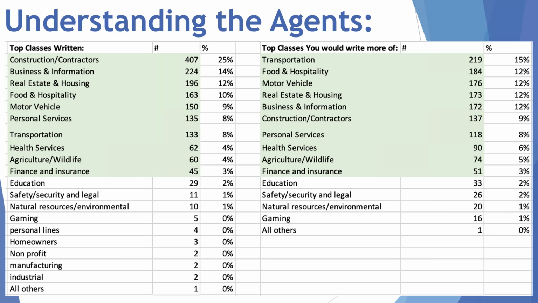But this is a great question. This kind of gives you an example of how far we dig into things. So another question we asked agents is, what classes are you currently writing, and what classes would you like to write more of? The reason I put this up there is a couple of different reasons. We like to put out a lot of information to our agents.